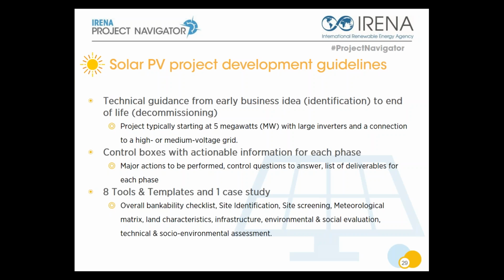So in these guidelines, what will you find? Essentially, Project Navigator has decomposed the process of developing a project into 9 phases, which range from the identification of a business opportunity up to the execution of the project until decommissioning. So we're also covering the aspect of recycling, refurbishing, and so on of the project.